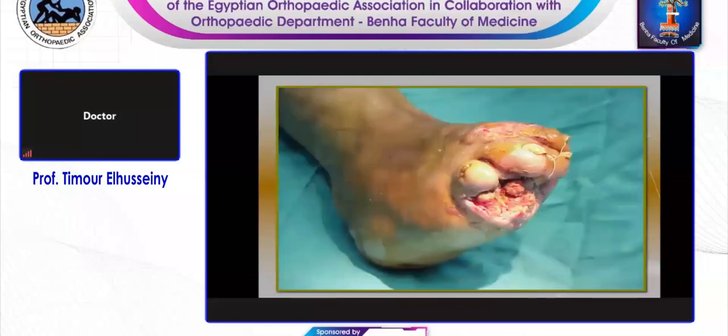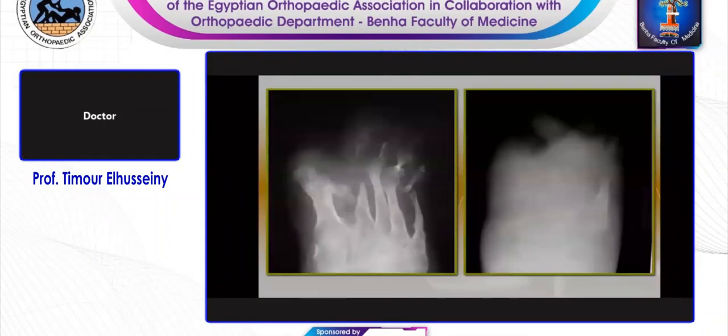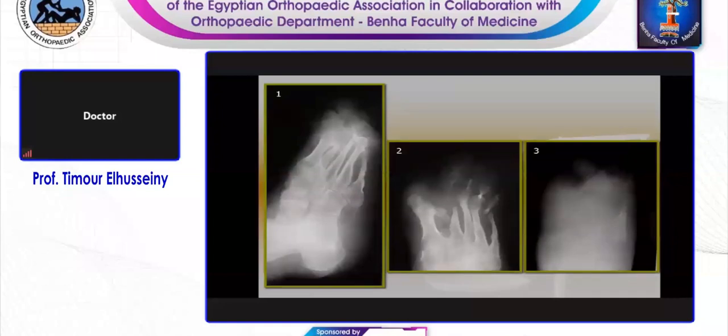This is the lateral appearance of the foot. This is the X-ray of the foot. As you could see, on the left side, the big toe has disappeared, but she still had other metatarsals. And after 5 months, she doesn't have bone actually for all the metatarsals except a little bit on the 5th metatarsal. Again, this is the comparison between presentation and after 5 months.